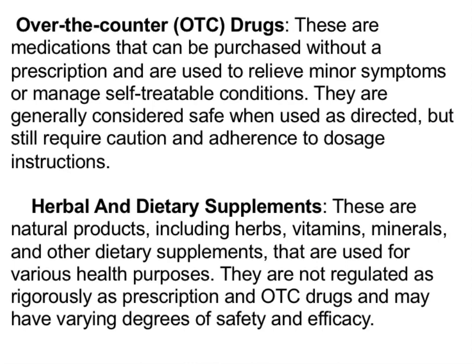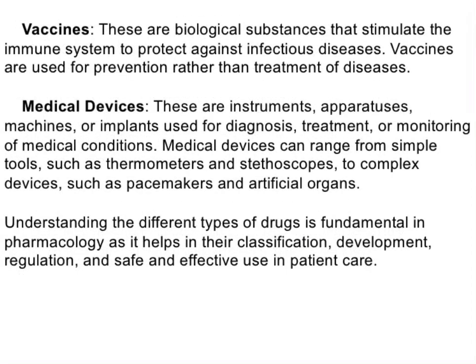Herbal and dietary supplements. These are natural products including herbs, vitamins, minerals, and other dietary supplements that are used for various health purposes. They are not regulated as rigorously as prescription and OTC drugs and may have varying degrees of safety and efficacy. Vaccines. These are biological substances that stimulate the immune system to protect against infectious disease. Vaccines are used for prevention rather than treatment of disease.